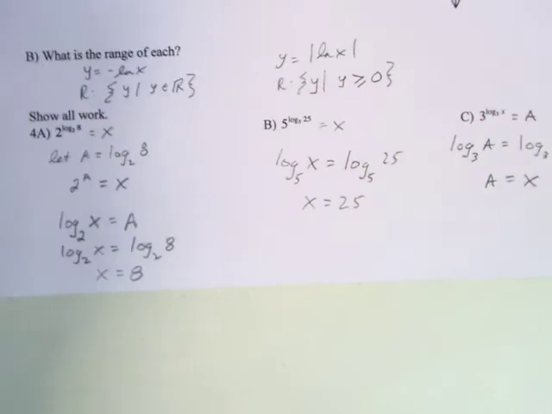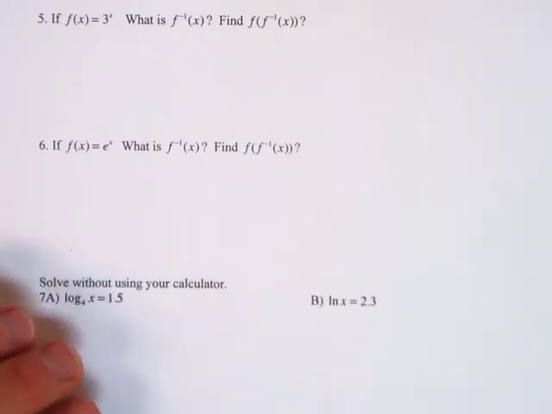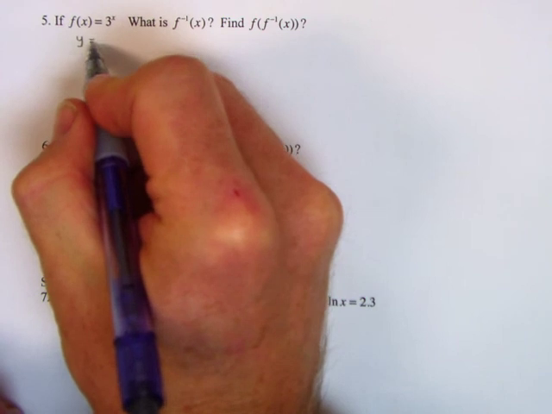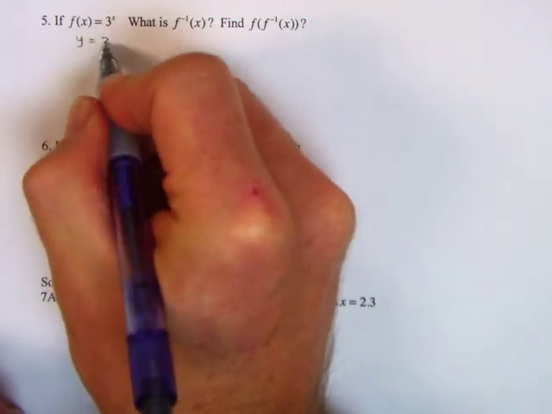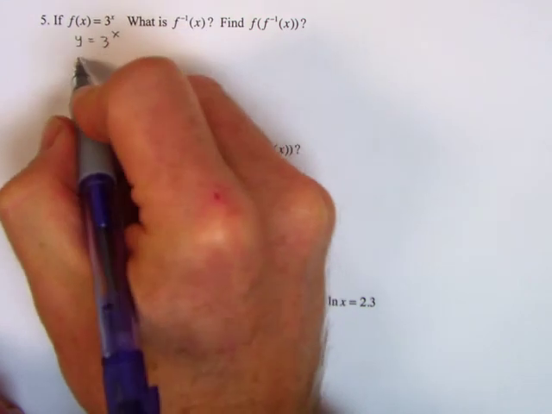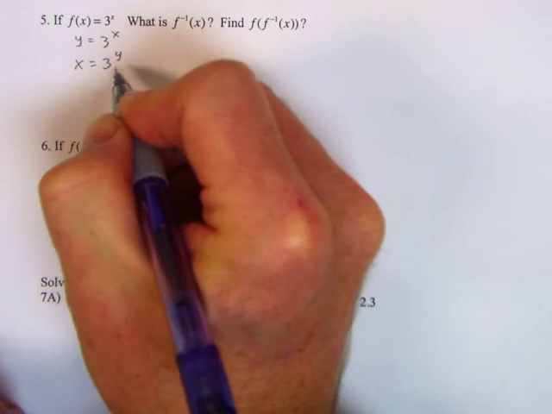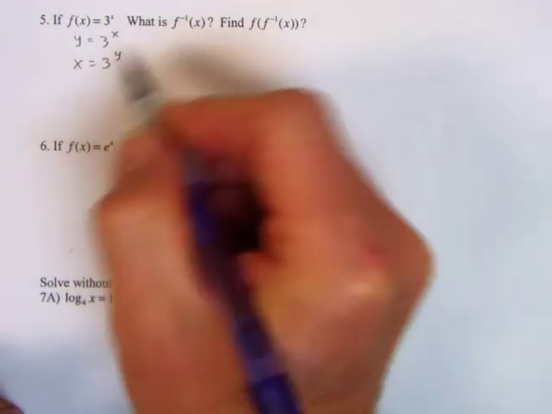All right, let's go on to number 5. If f of x equals 3 to the x, what is f inverse of x? Remember our process for that. This is a good review of chapter 4. We're going to let our f of x be y, and so it's y equals 3 to the x, then x equals 3 to the y. Now we have to solve this. This is an exponential equation, and I need to transform it so I can get this y out of the exponent.